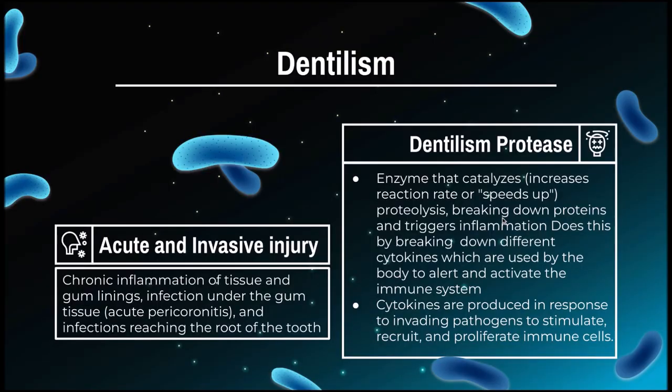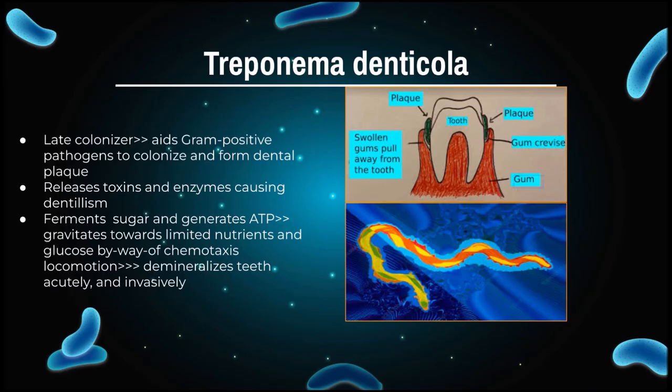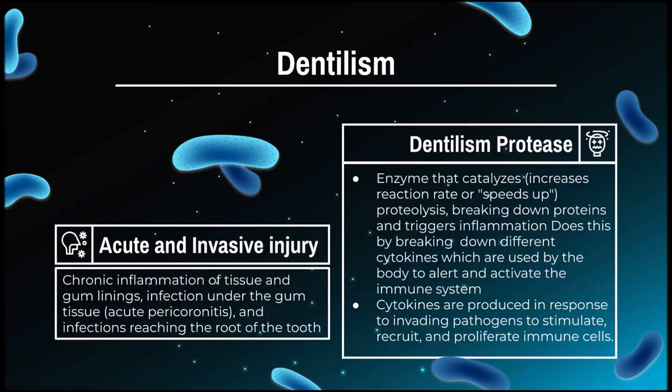Treponema denticola is a gram-negative anaerobic spirochete commonly found in the mouth and associated with periodontal disease. T. denticola aids other pathogens to colonize and form dental plaque, so it is an essential late colonizer. T. denticola is a highly resistant pathogen, and it utilizes free glycine as a major energy and carbon source. Further, it senses and responds to nutrients like glucose through a process of locomotion called chemotaxis, which causes this bacteria to eat away at the sugar surrounding the teeth, demineralizing the enamel.